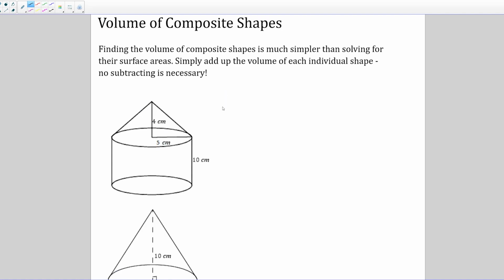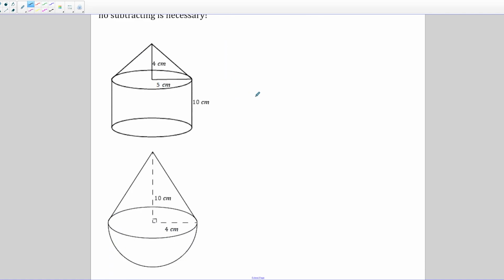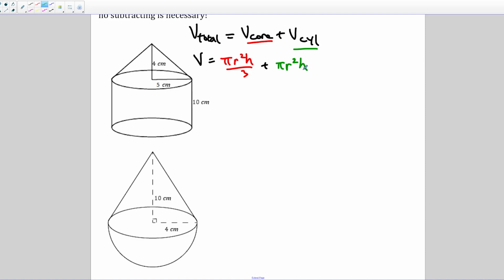So jumping right into example number 1, we have the total volume is equal to the volume of a cone plus the volume of a cylinder. So in this case, looking at the cone, we have pi r squared h divided by 3. And then we're going to add that to the volume of a cylinder, which in this case is pi r squared h.